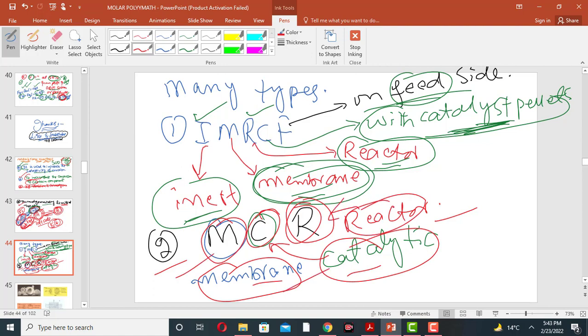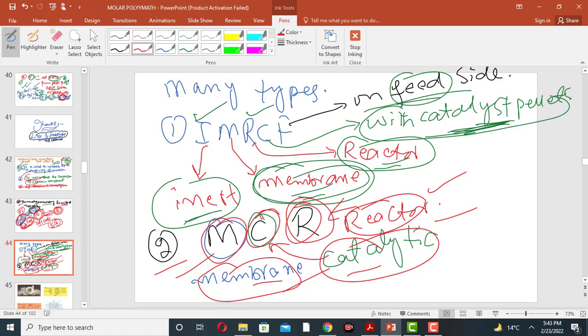So a membrane catalytic reactor is that type of reactor where the membrane uses a catalyst. The reactant molecule will react with the membrane surface, and after the reaction the product molecule will form. So this is the membrane catalytic reactor.